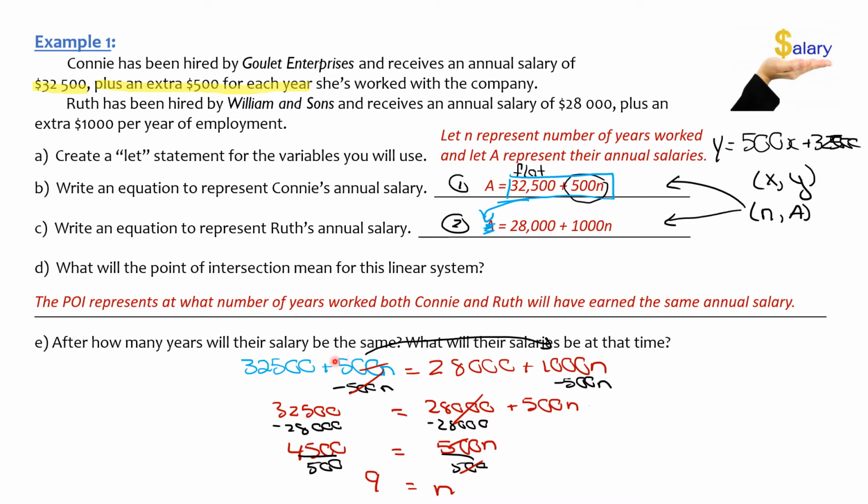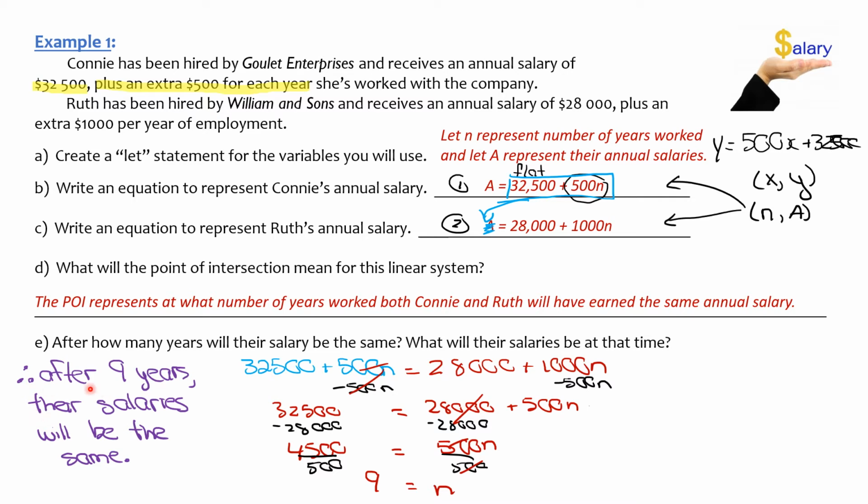So let's do a therefore sentence to go along with that. Therefore, after 9 years, their salaries will be the same. And we've answered that. After how many years will their salary be the same? 9 years. And what will their salaries be? How much money are they going to be making? They're both going to be making the same thing at 9 years. They're going to make the same amount of money. So how do we figure that out?